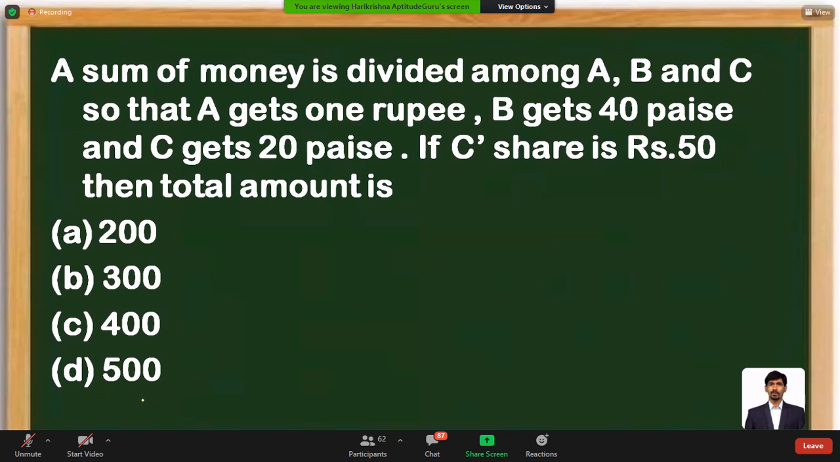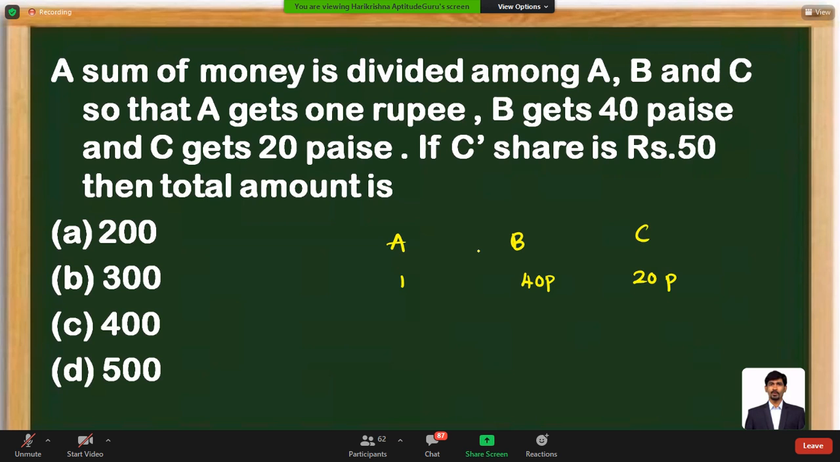Look at the next question. A sum of money is distributed among A, B, and C. A gets 1 rupee, B gets 40 paisa, C gets 20 paisa. If C's share is 50 rupees, then find the total.